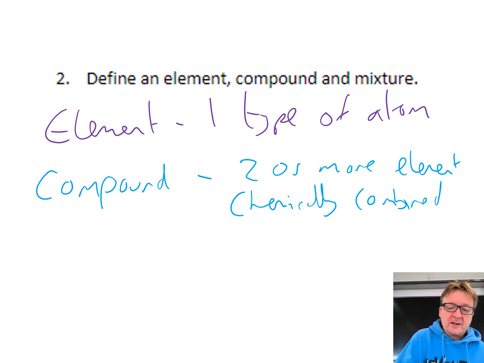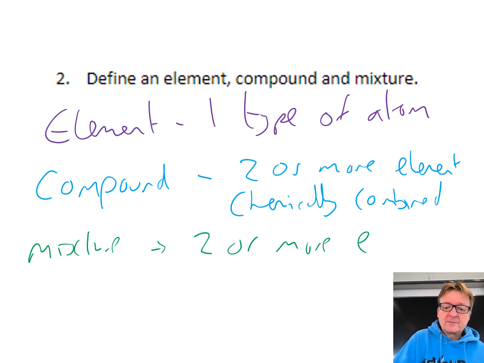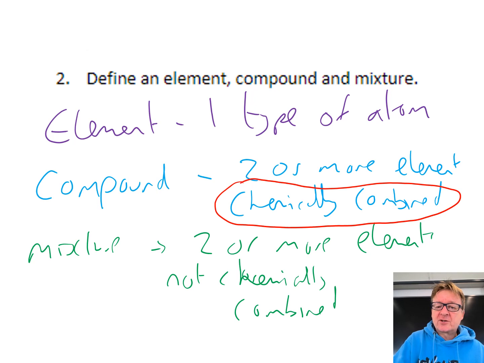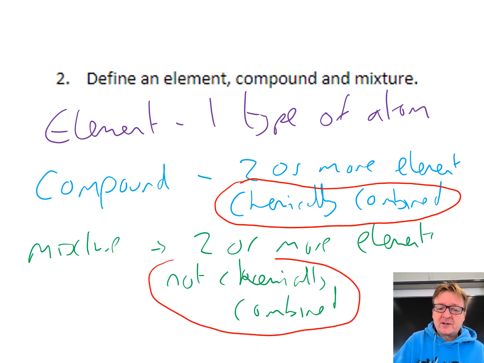And then a mixture is 2 or more elements not chemically combined. Right, now the biggest point of this is the element's quite straightforward, but a compound is chemically combined. So that means they are stuck together, which means you can't separate them very easily at all. A mixture is not chemically combined.